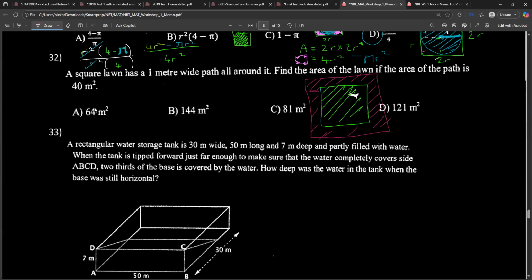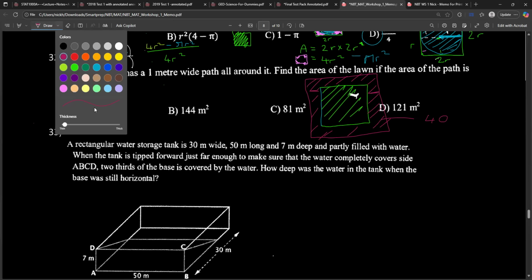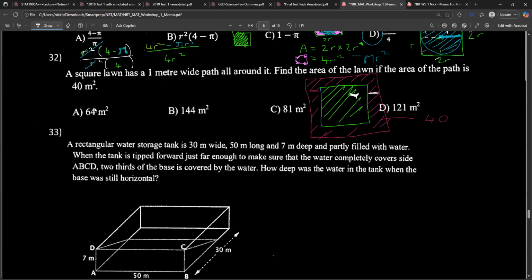Because they tell you that the area of the path is 40. So the red part is 40, just the green part. So if I looked at this whole square, this is 1 meter. So that's 1 meter, and that's 1 meter.